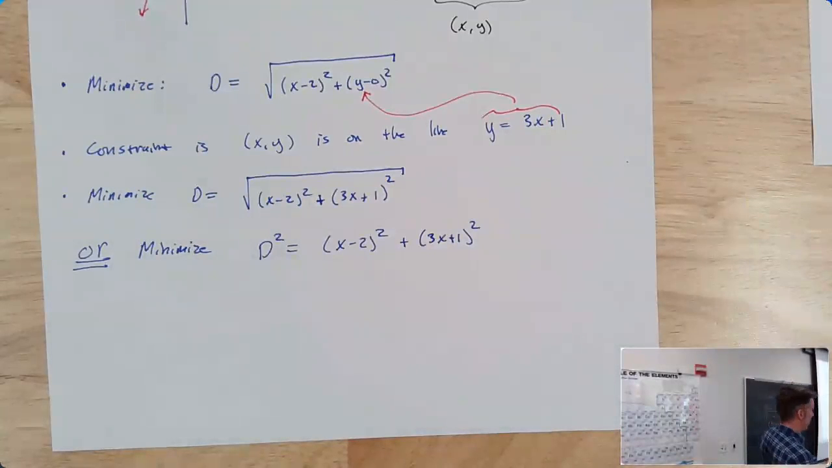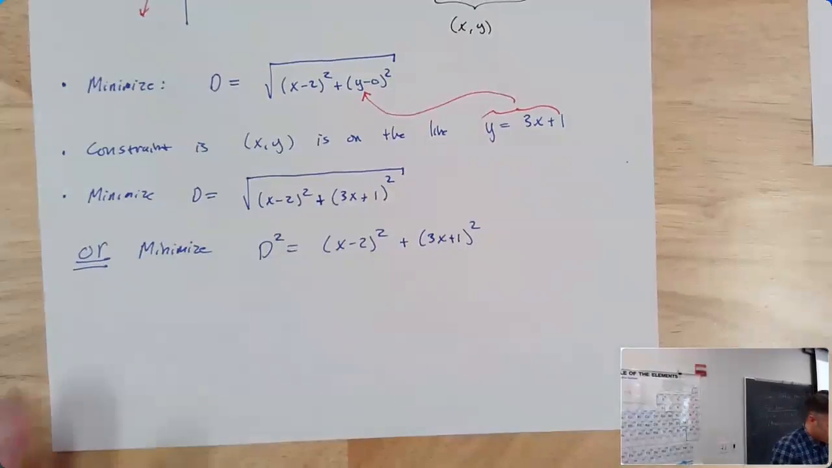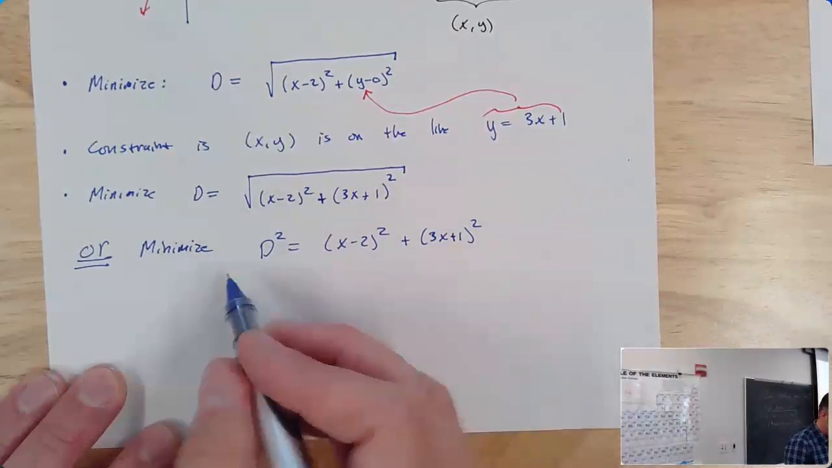Right? I don't want to deal with that square root, especially if you're trying to do it with calculus and using derivatives. You still don't want to deal with that square root. It's going to be terrible. So this is much nicer. So we're trying to minimize that.